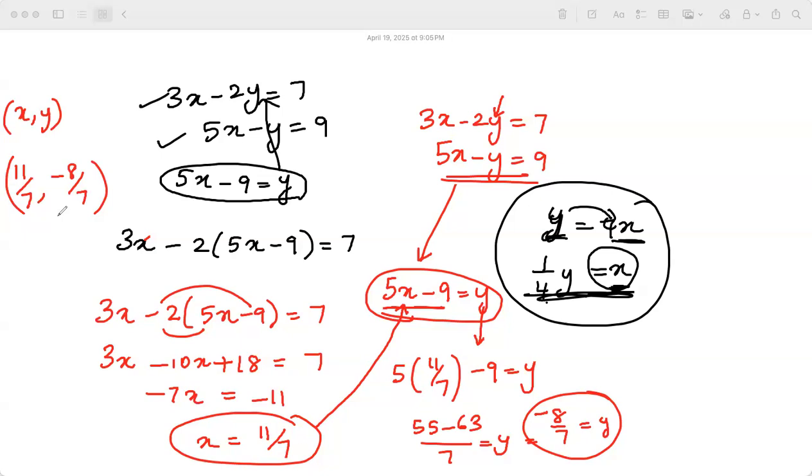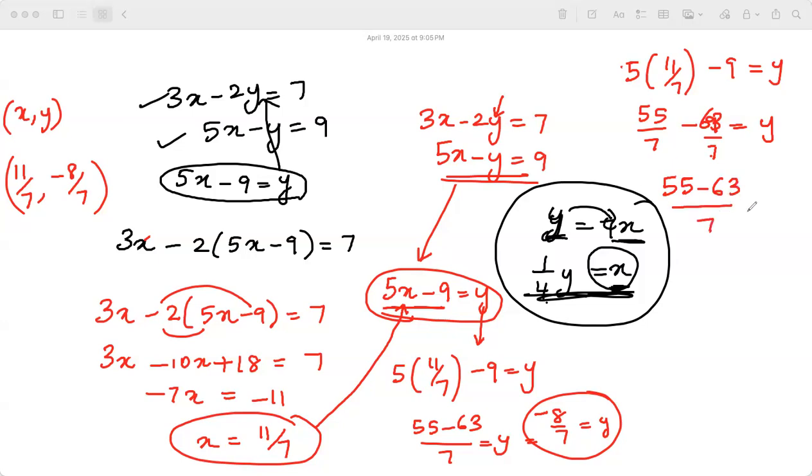Okay, where did the minus 63 come from? Good question. Let me solve it separately here. 5 times 11 by 7 minus 9 equal to y. This is 55 by 7 minus 9 equal to y. My denominator has to be 7. So multiply the numerator and denominator by 7. This becomes 63. Now I can write it with the same denominator. 55 minus 63 by 7 equal to y. That will be minus 8 by 7. Arman, did I clarify your question? Yeah, I get it. Okay. Any other questions?